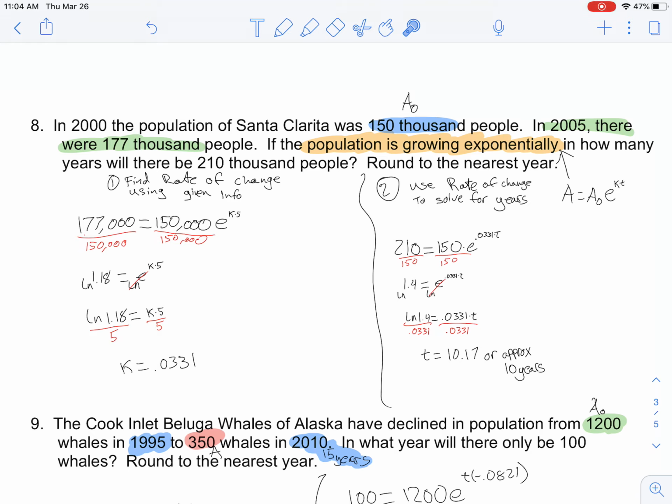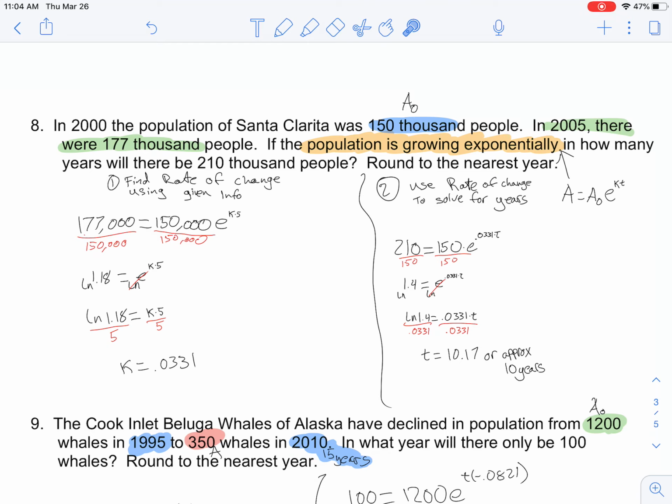So there are two parts to this. The first thing is we have to find the rate of change using the info that was given to us. There's enough info here to find the rate of change. The second thing we'll do once we've done that is use that rate of change to solve for the years, or whatever the second part of the question is that they're asking.